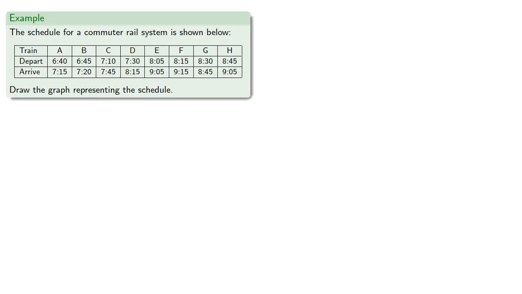For example, suppose the schedule for a commuter rail system is shown below. Let's draw a graph representing the schedule. So we'll start out with our set of vertices A through H. And these represent the trains, and it doesn't matter how they're located spatially, but it might be convenient to have them arranged left to right in order of, say, departure time. So the earliest train A will put over on the left, and the latest train H will put over on the right, and the other trains will be someplace in between.